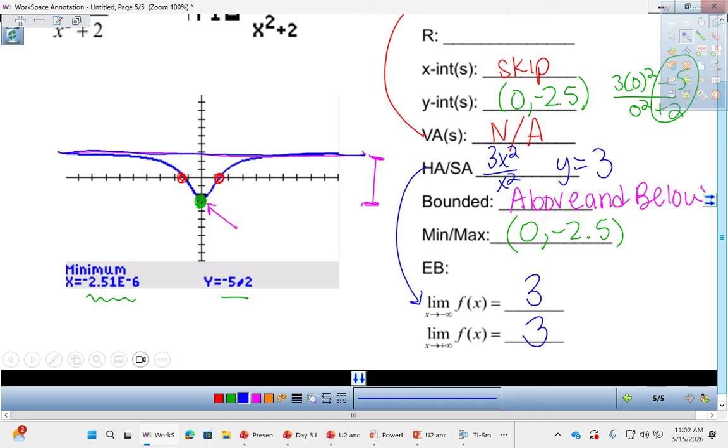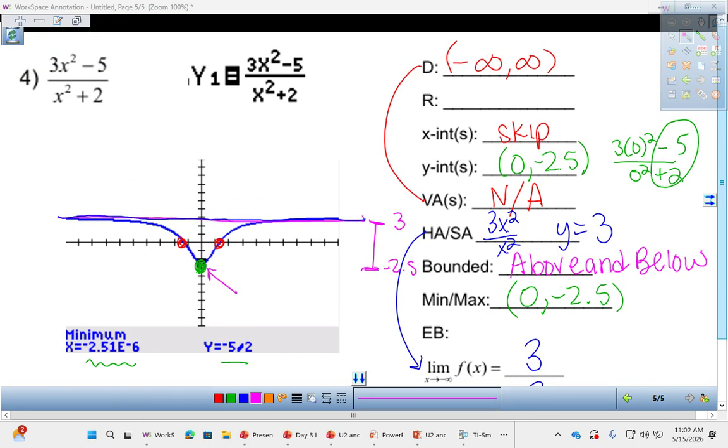Now, in terms of the range, it's going from the y value of this bottom point, which is negative 2.5, to the y value of the horizontal asymptote, which is 3. So it's all the stuff between negative 2.5 and 3. But 3 is an asymptote, and negative 2.5 is a point. So that's the bracket versus the parenthesis part.